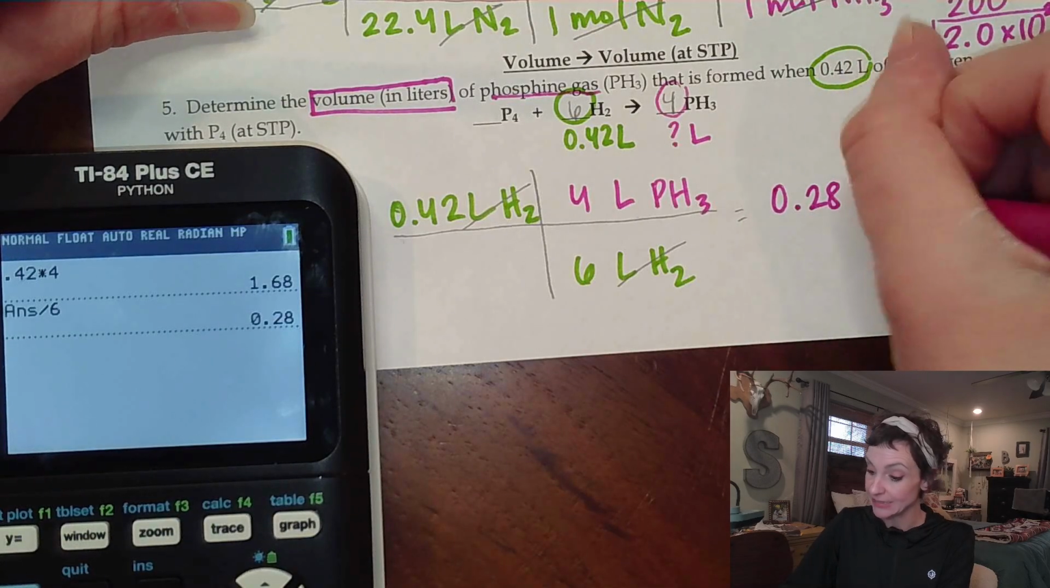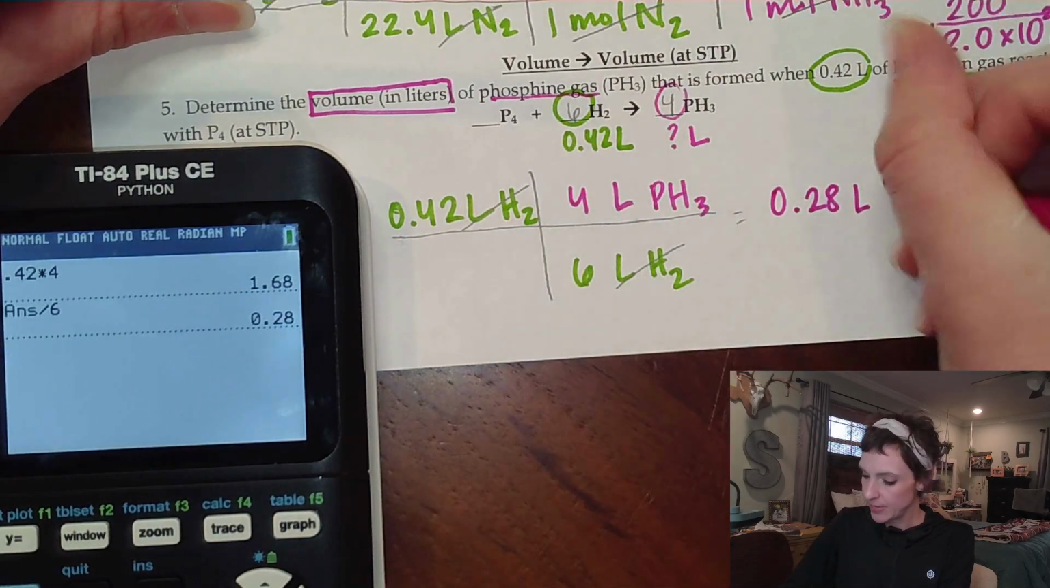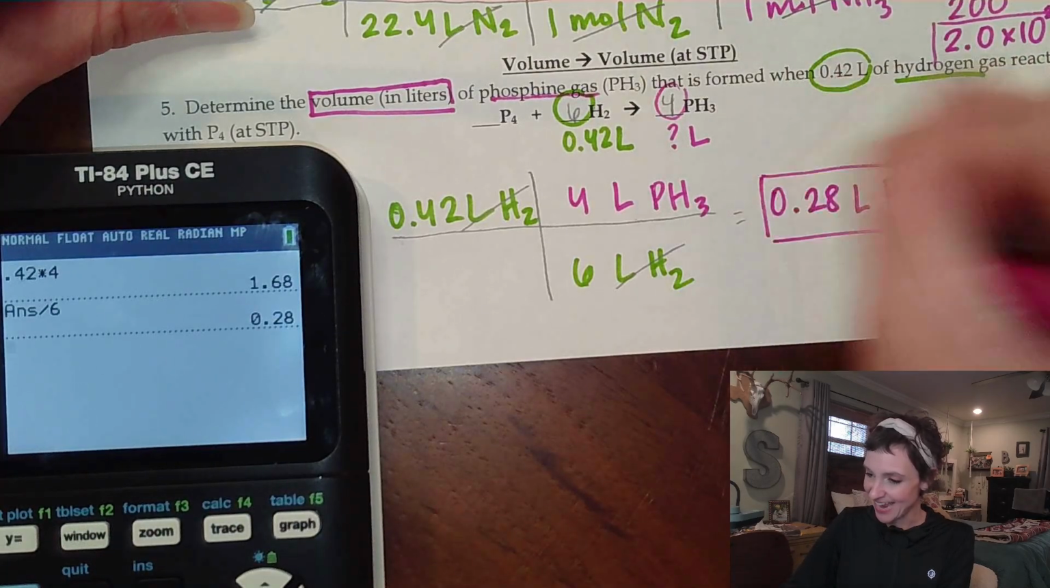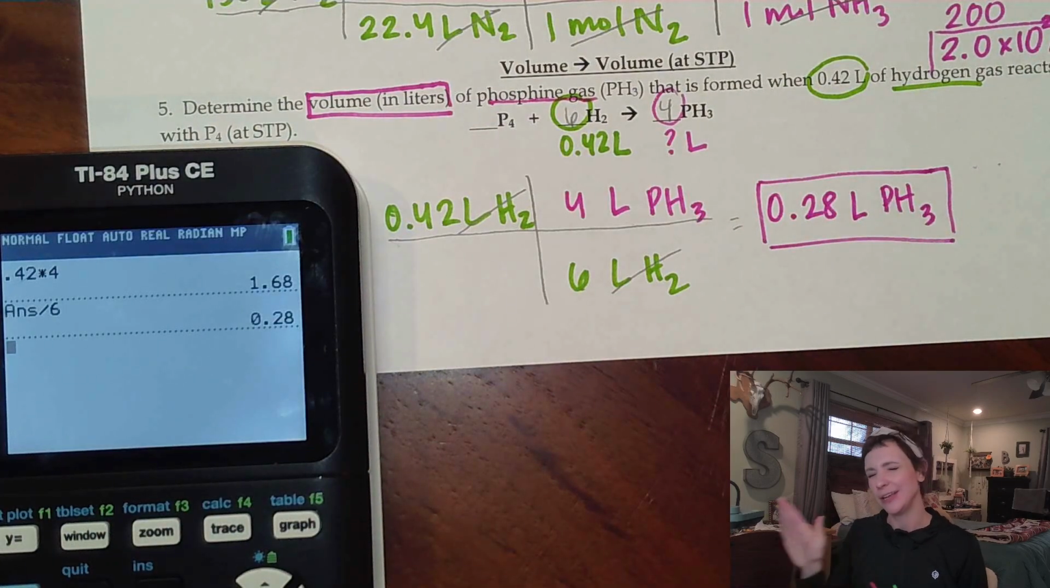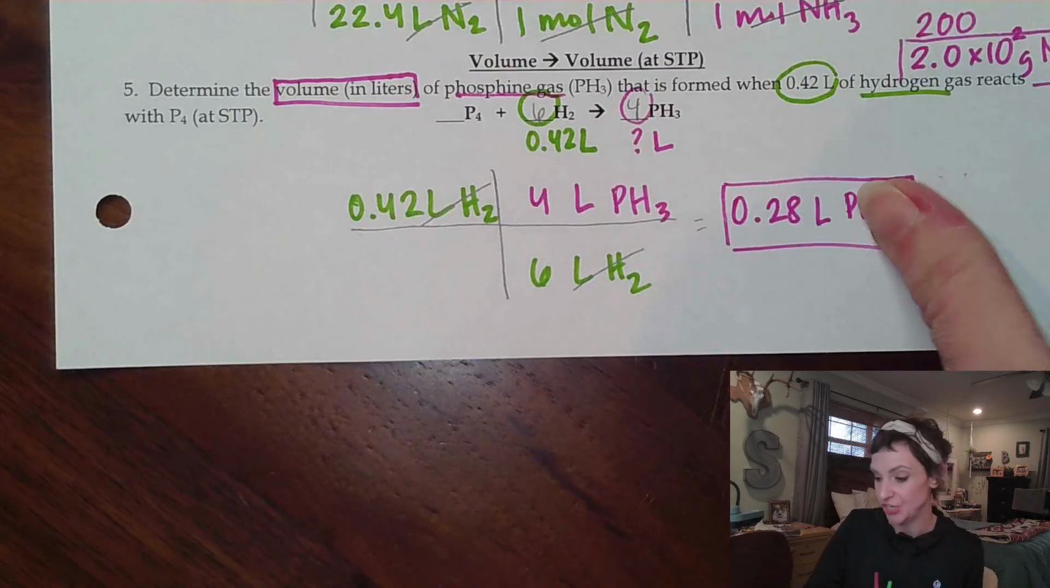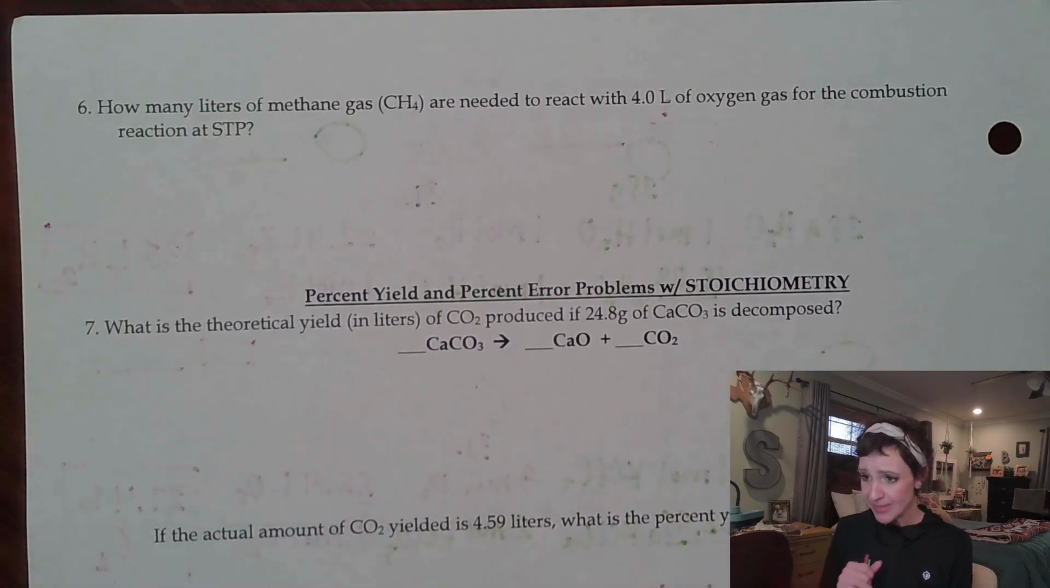The units are liters of PH3. Nice. So that feels good, going liters to liters, one step, just using the mole ratio, not as a mole ratio, but as a volume ratio. Okay, last problem that I think we're going to do together is number 6.